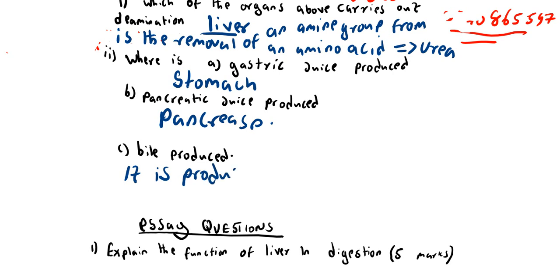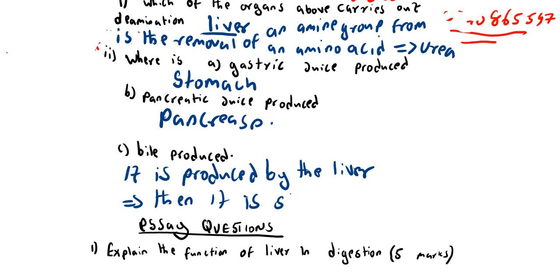It is produced by the liver. Then it is stored in the gallbladder. So it's just temporarily stored in the gallbladder.